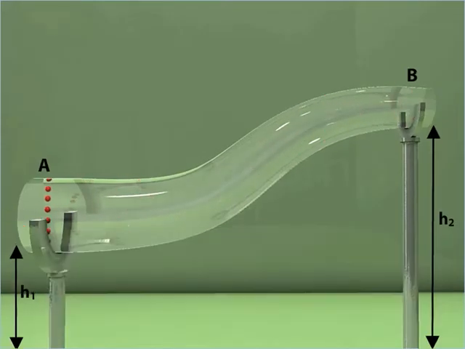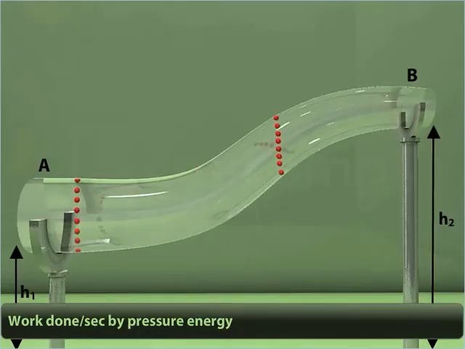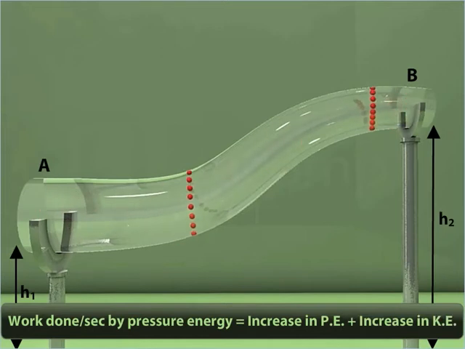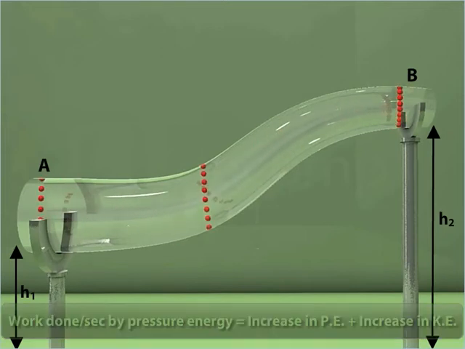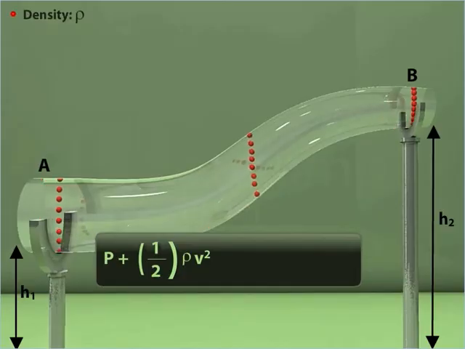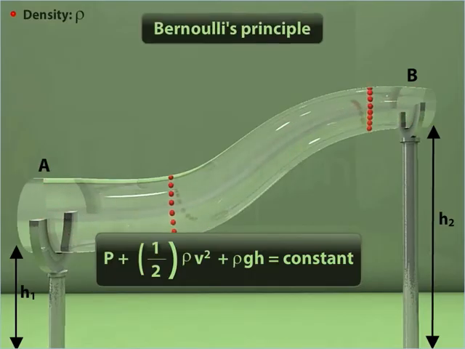mgh1. According to the work energy principle, the work done per second by the pressure energy is equal to the sum of the increase in potential energy and the increase in kinetic energy, which on solving gives P plus half rho v squared plus rho g h is equal to a constant. This equation proves Bernoulli's principle.